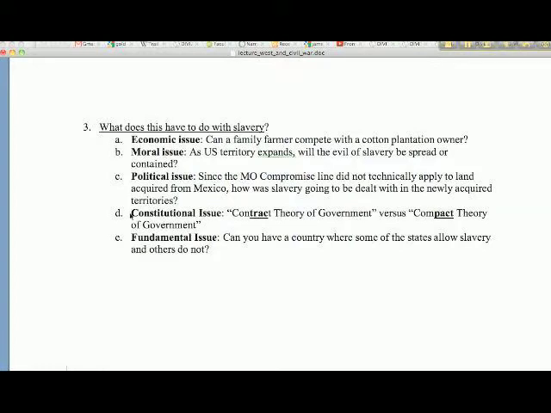The issue of westward expansion and slavery was also a constitutional issue. Did the contract theory of government apply, or did the compact theory of government apply? The contract theory said the same laws should apply to everybody in the country, and the compact theory was the Jeffersonian states' rights theory. And finally, the issue of westward expansion and slavery was a fundamental national identity issue. Can you actually have a country where some of the states allow slavery and others do not? Because this speaks to the question of how you define a person.